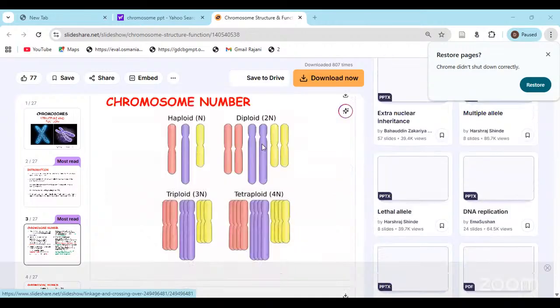There are haploid and diploid numbers, and triploid and tetraploid numbers are also present. The shape of chromosomes is also most important. The shape is generally determined by the position of the centromere. The chromosome generally exists in three different shapes: rod shape, J shape and V shape. Next, chromosome number.